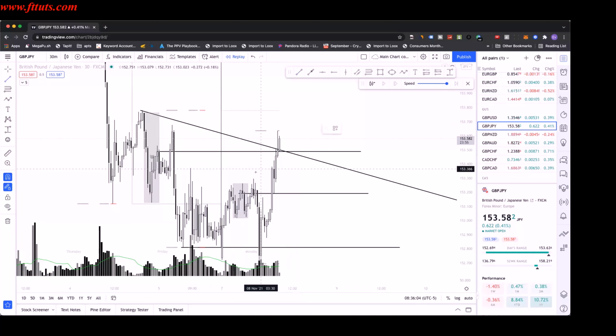Now we could also look at this as strong resistance. You have a rally, base, rally. You could also maybe look for an entry here. All right, guys, any last questions?